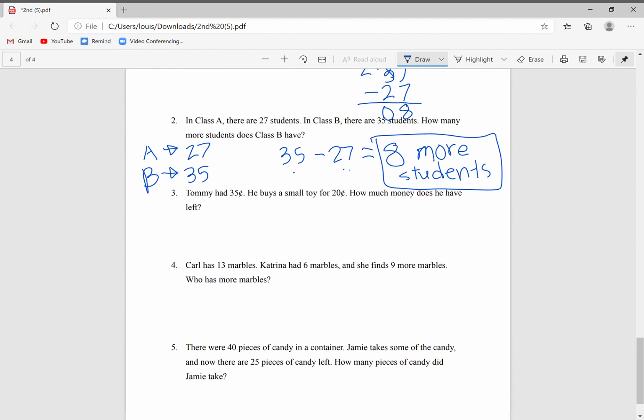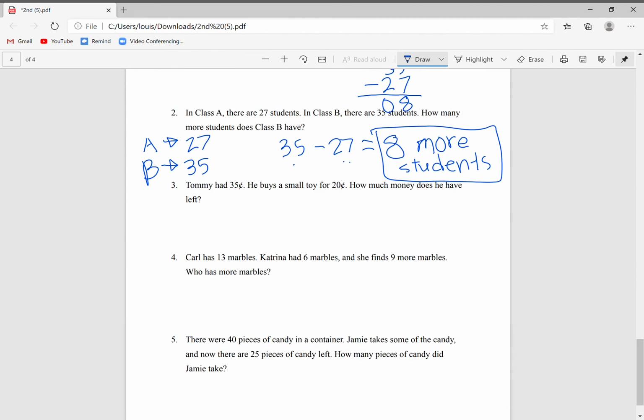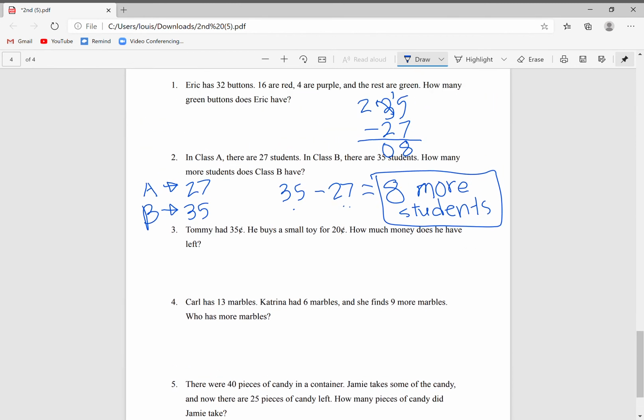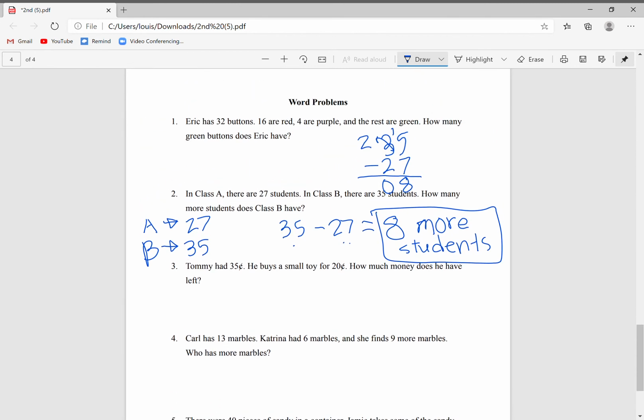Now, when you do the rest of the problems, make sure to always write out the numbers before you solve the problem, so as not to get confused when the question asks, how many green buttons does Eric have, or how much money does Tommy have left?